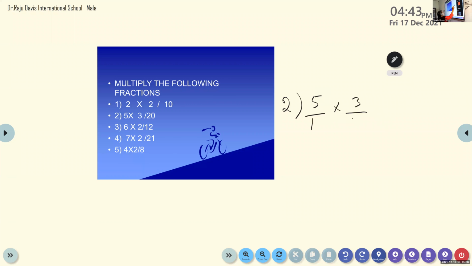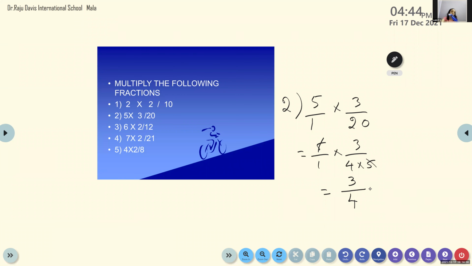I missed the second one. First step, 5 by 1 into 3 by 20. Instead of 20, we will write it as 4 into 5. Only 5 will get cancelled. 1 into 3 is 3. Here also 1 is there, so 3 by 4. Ma'am, every time for a whole number the first step will be writing it as 5 by 1? Yes, every whole number can be expressed as a fraction with denominator 1. The answer is 3 by 4, right? Yes, correct.